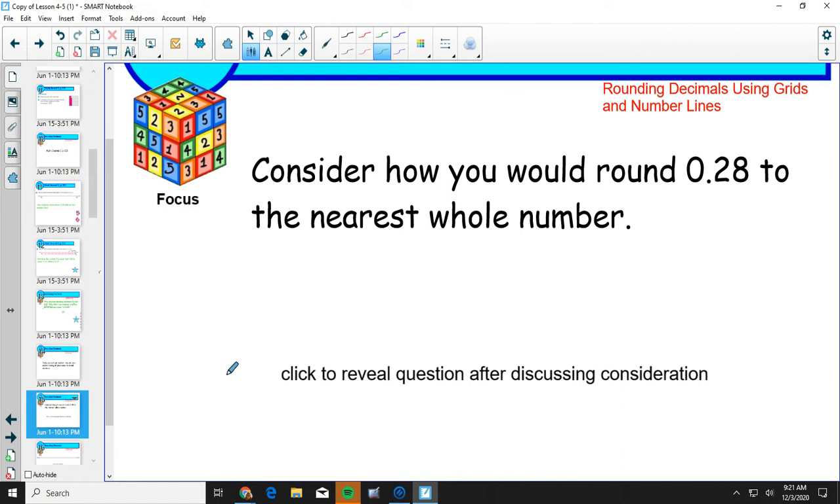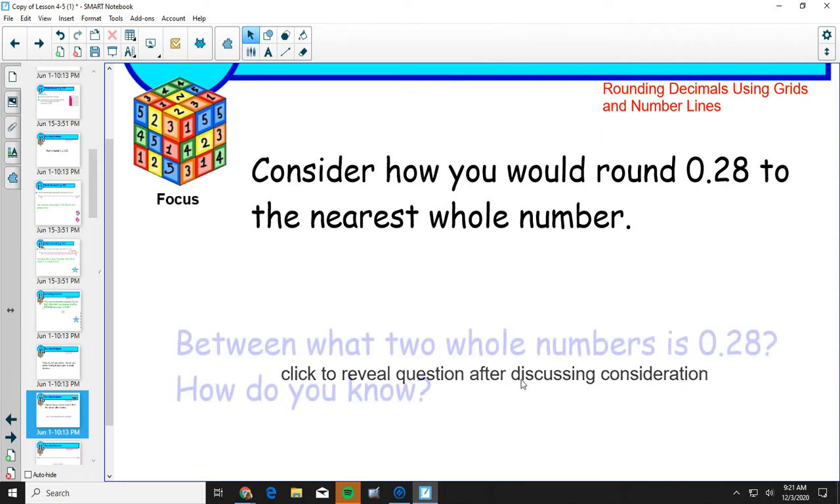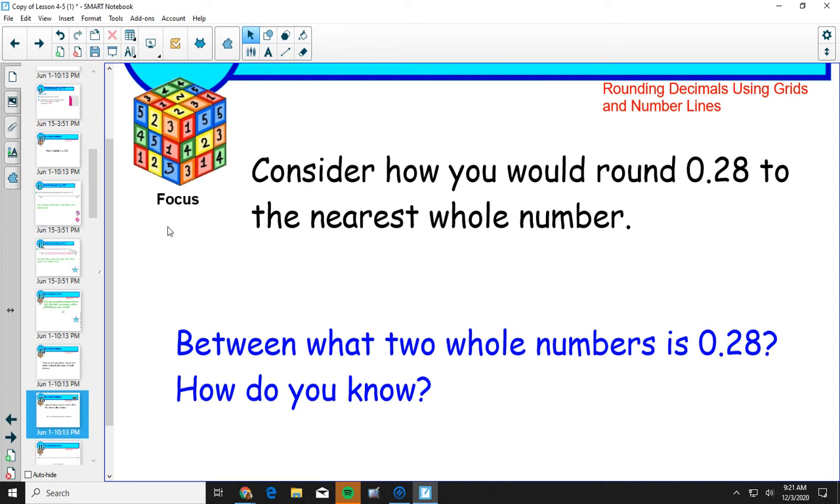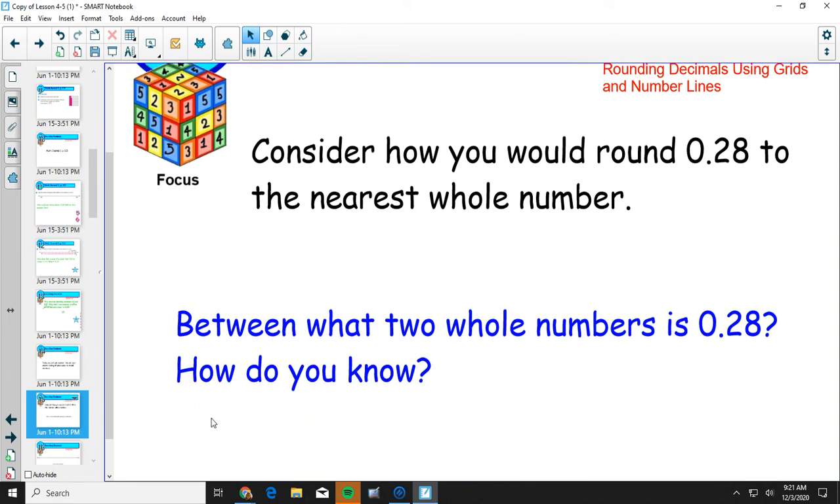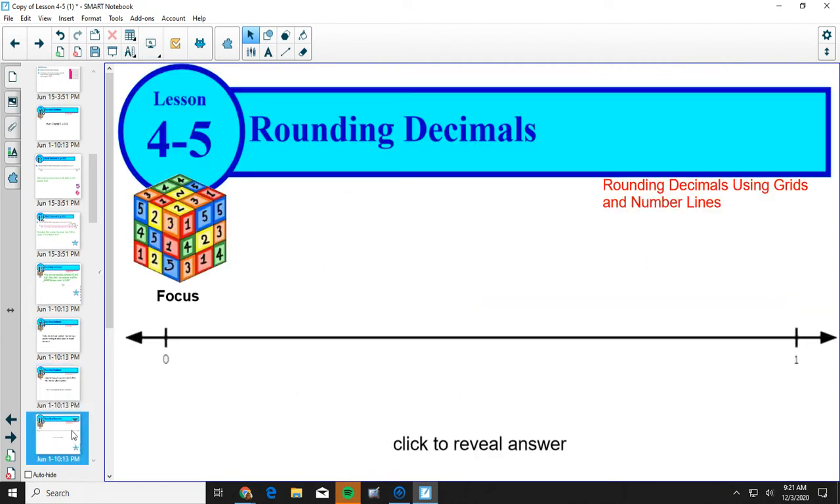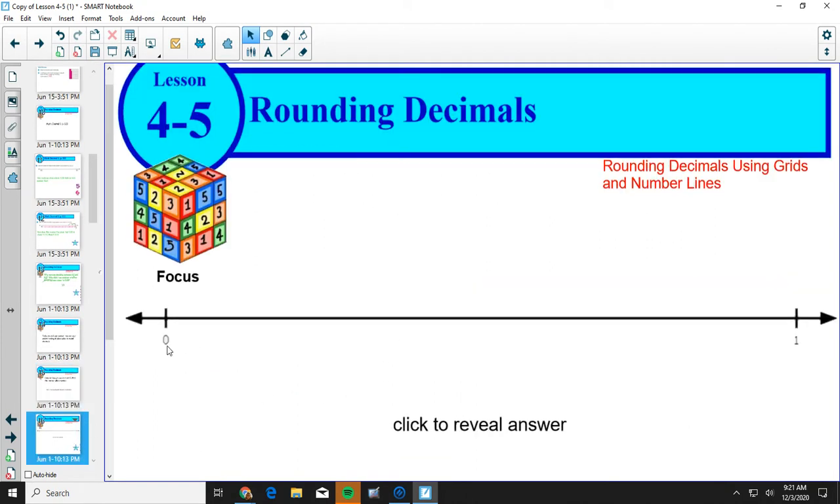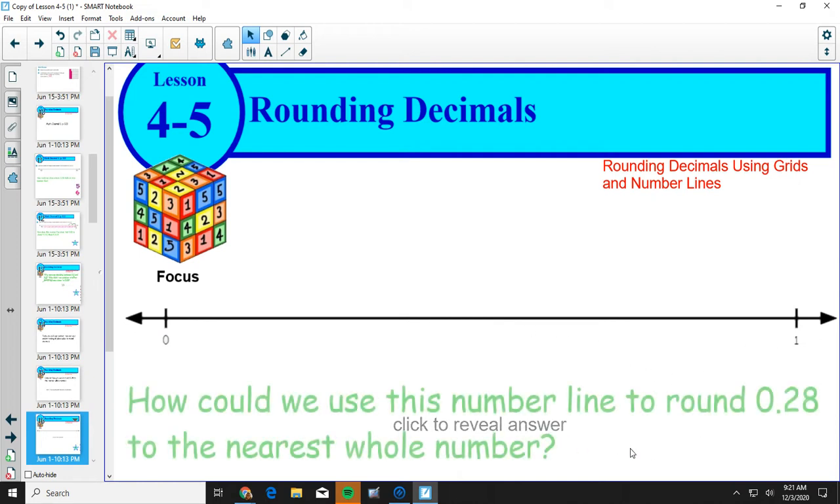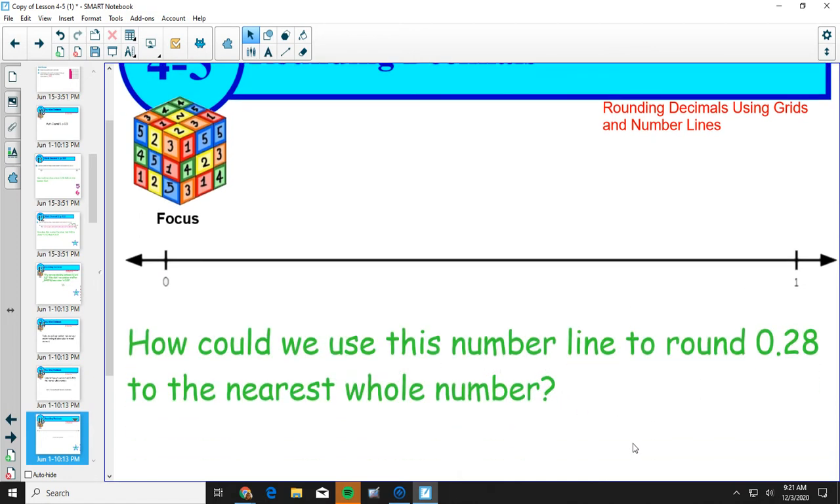So consider how you would round 28 hundredths to the nearest whole number. Think about that. How would we decide what whole number this would round to? Between what two whole numbers is 0 and 28 hundredths? And how do you know? It is actually between the numbers 0 and 1. How can we use this number line to round 28 hundredths to the nearest whole number?